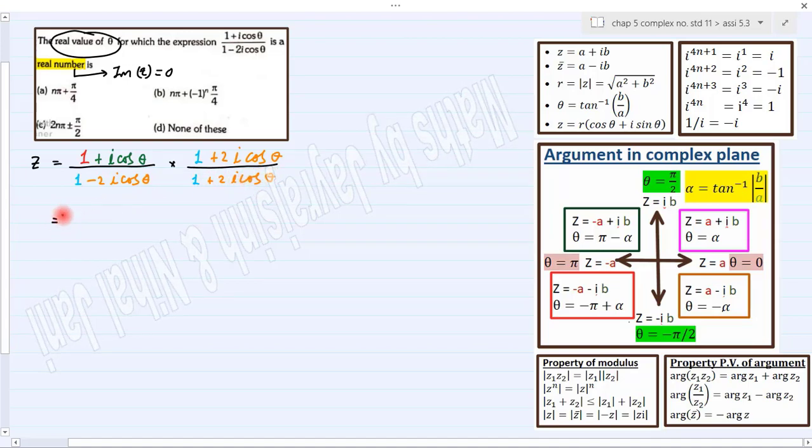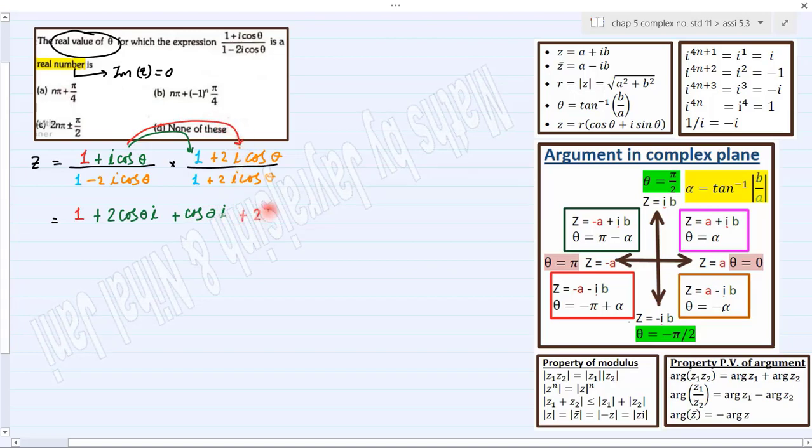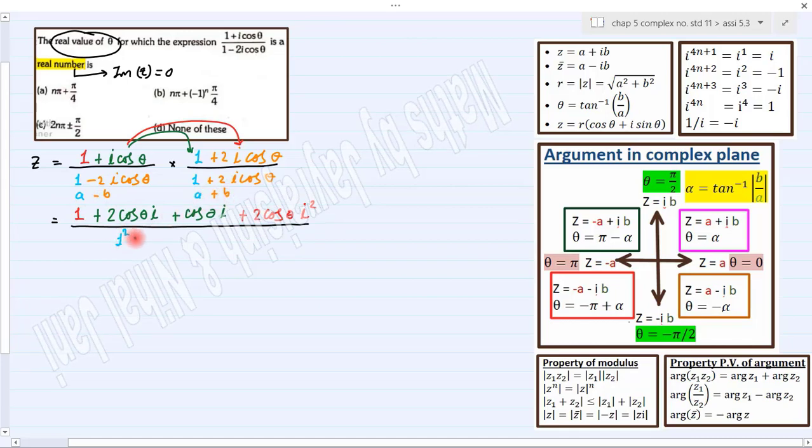Now let's simplify our numerator. 1 ones are 1. 1 times 2i cos theta will become 2 cos theta i. Then i cos theta ones are cos theta i. And i cos theta into 2i cos theta will give us 2 cos theta i squared. And in the denominator we have (a - b)(a + b), so we will get a squared minus b squared, which is 4i squared cos squared theta.